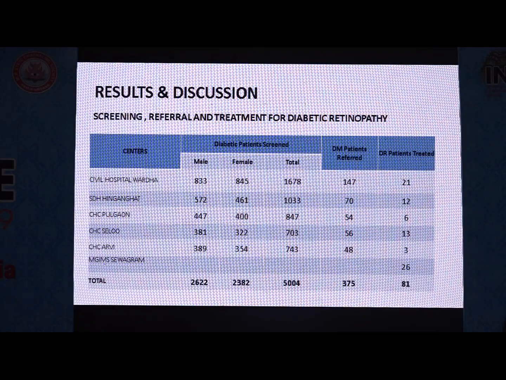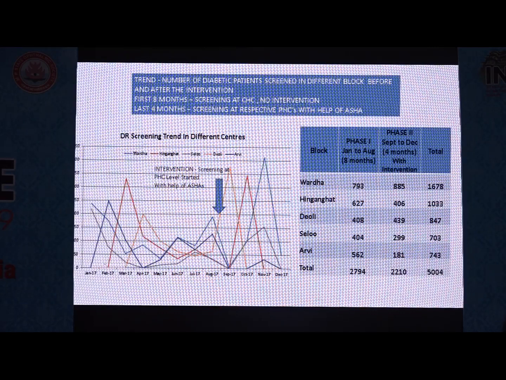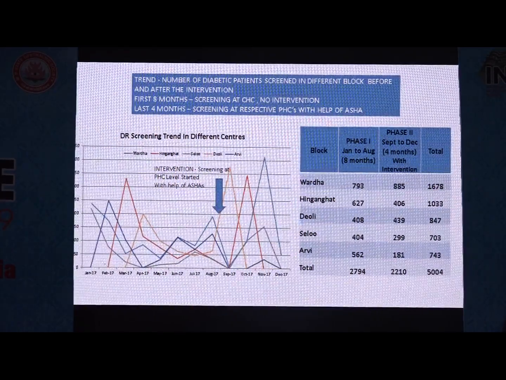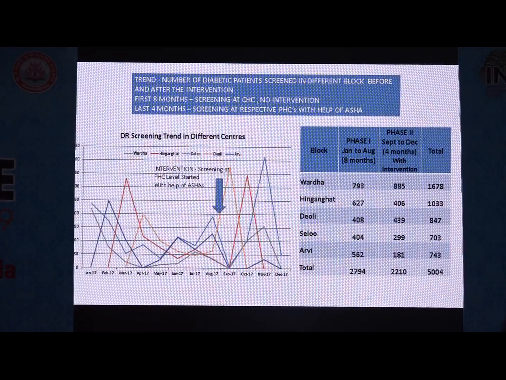The result was that 5,400 patients were screened in total, out of which 375 were referred for diabetic retinopathy and 81 patients were treated. Here you can see the trend of the number of diabetic patients screened in different blocks. Up to August there was the first phase, and as we put up the intervention in 4 centers, in one center we didn't do the intervention. As you can see, the number of patients screened over 8 months was similar to the number screened in 4 months, and the intervention was done over a period of 1 month in each block.